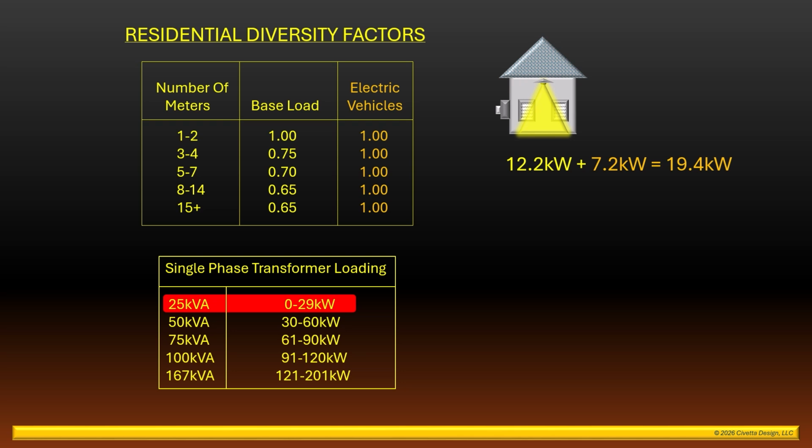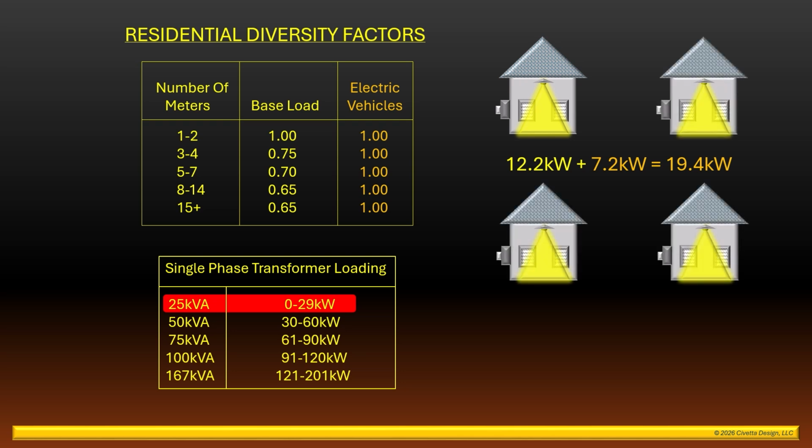Diversity factors become important when multiple homes are going to be served from a single transformer. For example, if a developer was building a residential subdivision consisting of 4 homes, all identical to the one in the previous example, we would end up with 4 homes, each with an estimated electric load of 19.4 kilowatts. Multiplying 19.4 by 4 results in a total load of 77.6 kilowatts.